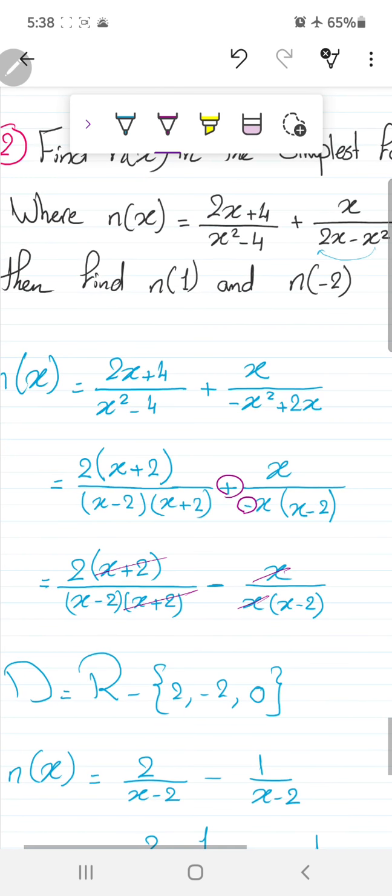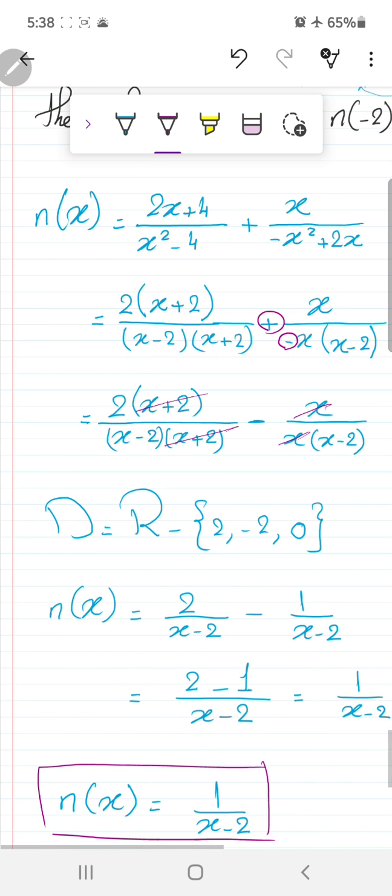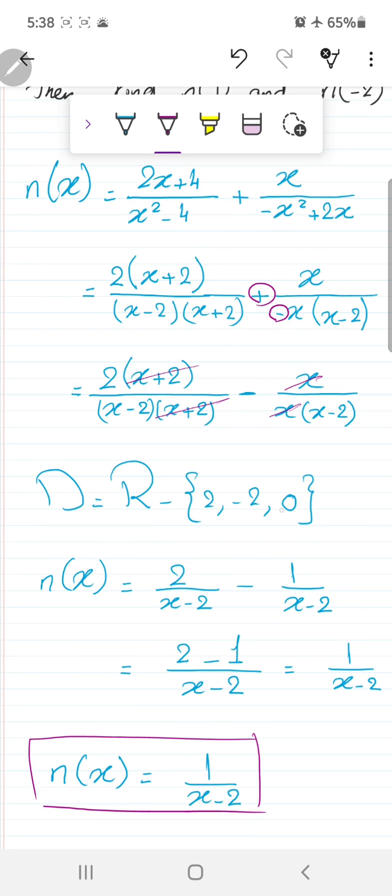Then find n of 1 and n of negative 2. What is the meaning of n of 1? Substitution of x by 1, and substitution of x by negative 2. Before we substitute, look at the domain. Here we have the blacklist. We can't substitute by the three values 2, negative 2 and 0. Why? Because these values do not belong to the domain. Okay, so first look at the domain before you substitute.